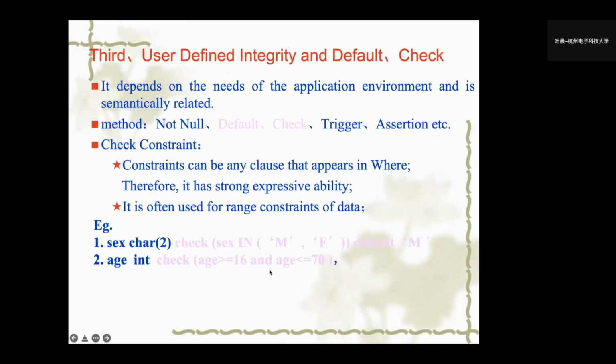And the third one is the user-defined integrity, and default and check. Here we should first describe what a user-defined integrity is. It also depends on the needs of the application environment, and is semantically related. And we also use several methods such as not null, default, check, trigger, assertion, and so on. Here we just introduce the check and trigger, these two solutions. The first one is the check constraint, and how to use these check constraints to be a user-defined integrity constraint.